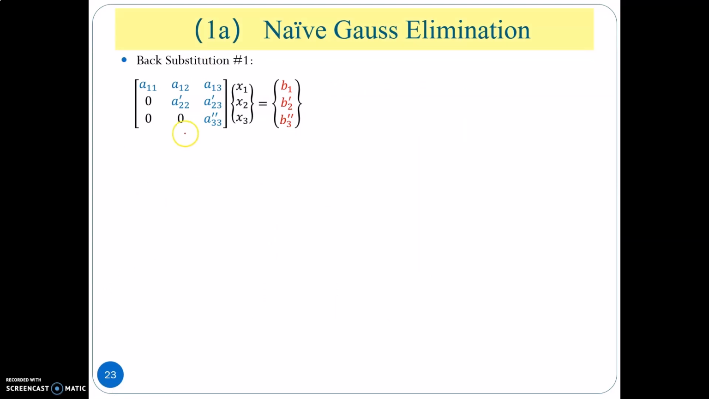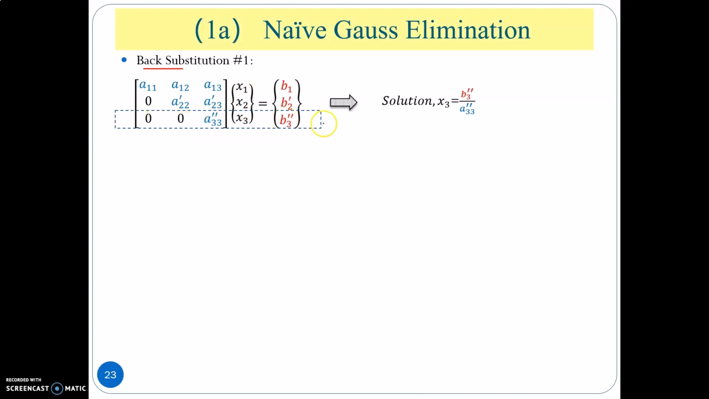After the forward elimination, you should be able to obtain these equations where you have 0 here, and you change the matrix into an upper triangular matrix. Then we can find the solution by using back substitution or backward substitution. For forward substitution, you start to solve from x1, x2, and x3. For backward substitution, you start to solve the problem from x3, followed by x2 and x1.